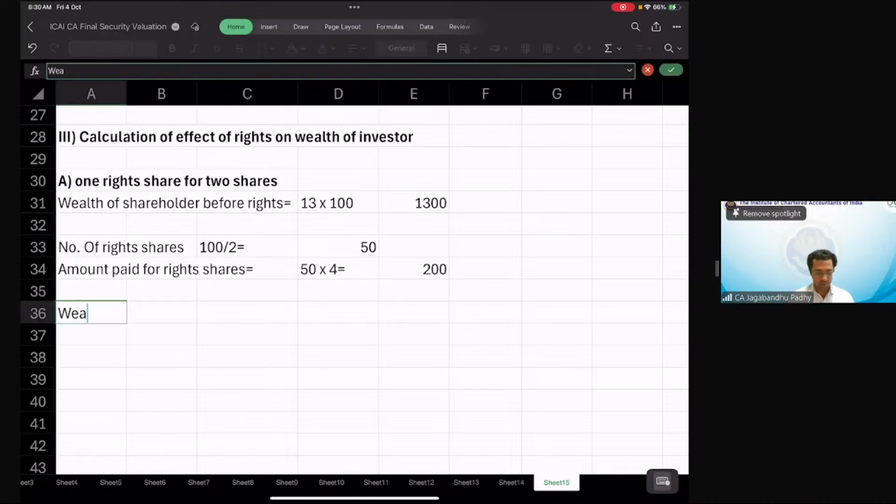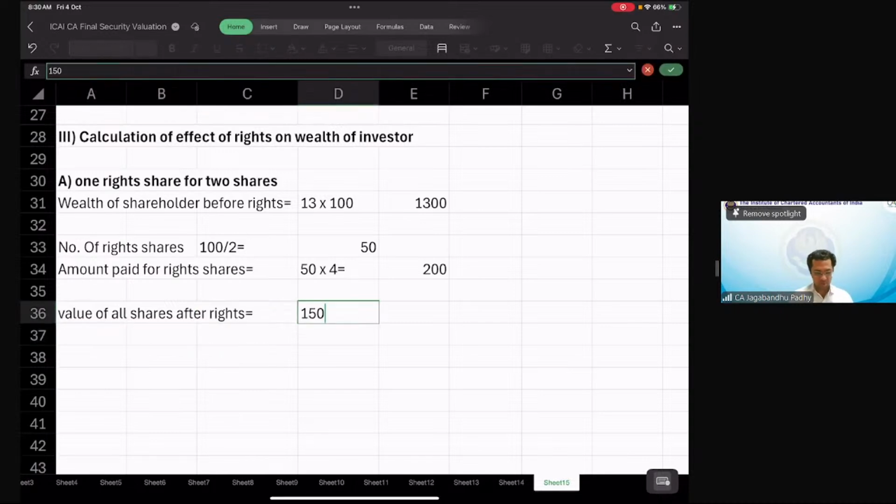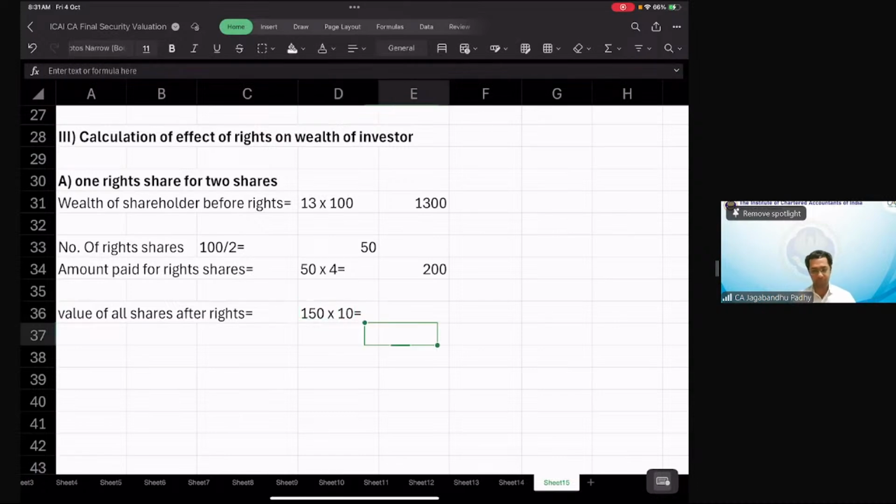Now, if I ask you, what is the wealth, or the total value of all shares after rights? Now, of course, he's having 150 shares, and each of those shares was valued at 10. Can I say that's 1500?